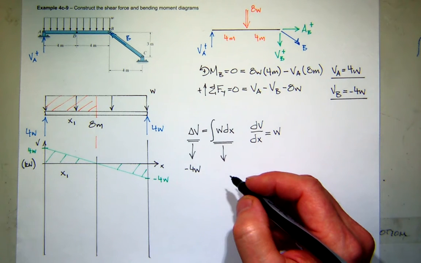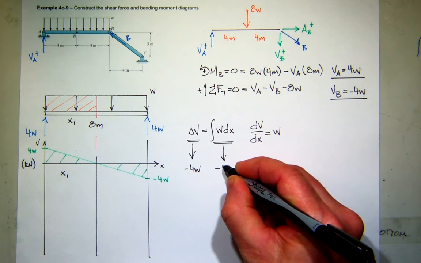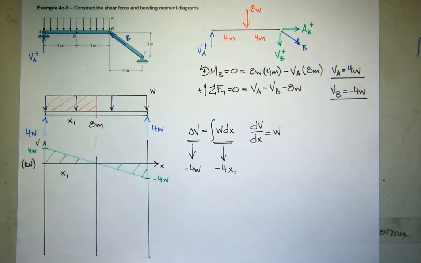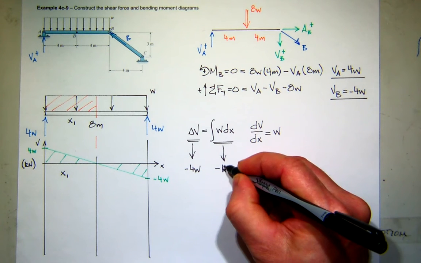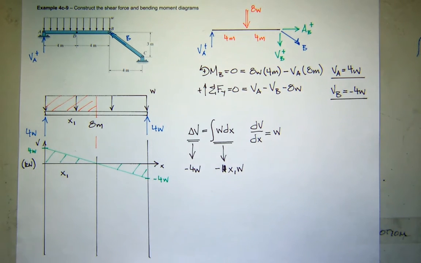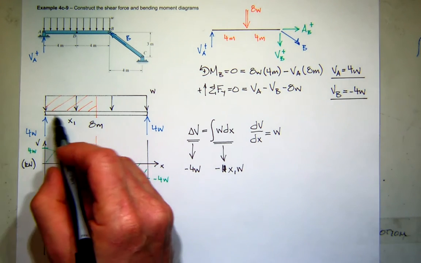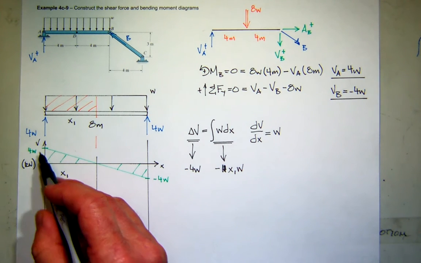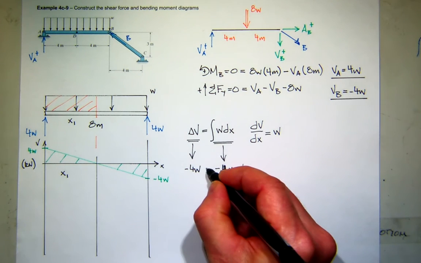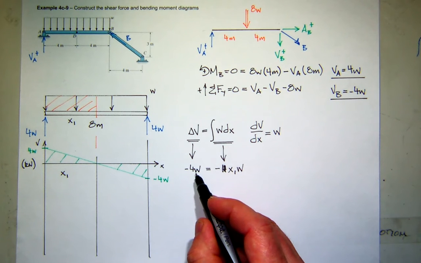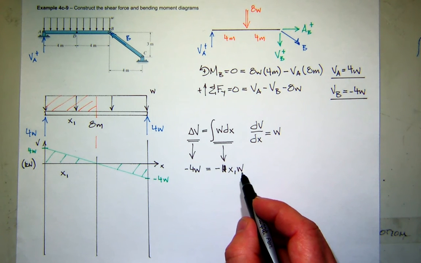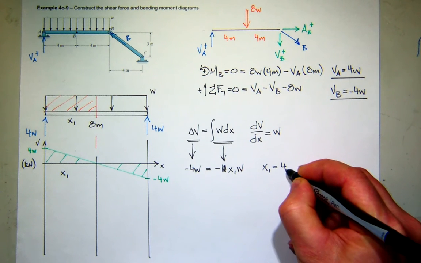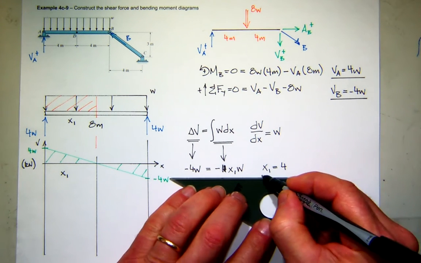It's negative load, right? So this will be negative. Oh, I'm sorry, negative wx1. Sorry. Right? Base x1 times height. That's the area. And this change is minus 4W. So I just have to set those two things together. So I got negative 4w is equal to negative wx1. So what's x1? 4. Which means it's happening right in the middle.